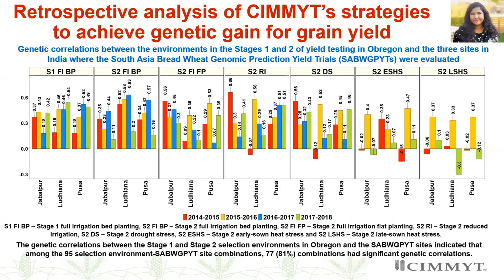And sometimes you can also see that even for a site across the different years, there's quite a range in correlations. Genetic correlations one year could be 0.3 and the other year 0.56. So we also observe that range in genetic correlations because of the high year effect.